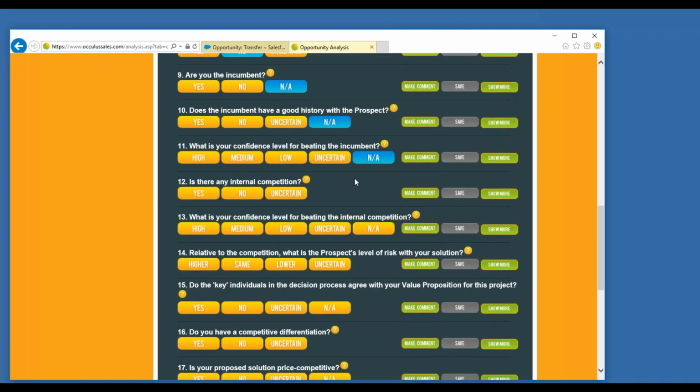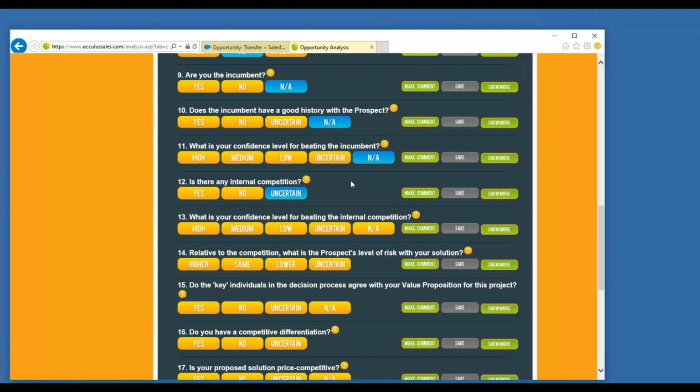Number 12 is the third type of competition. This is the internal competition. And the question here is, could they do it themselves? Or is there a group within the organization that can do what we're proposing? And I'm going to say that I don't know that there is, but I don't know that there isn't.